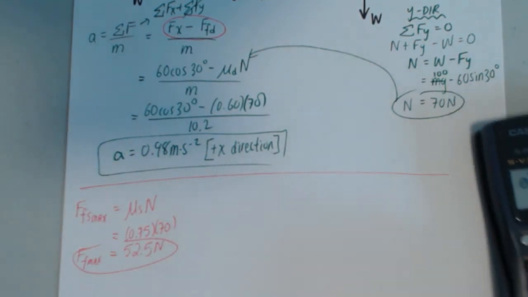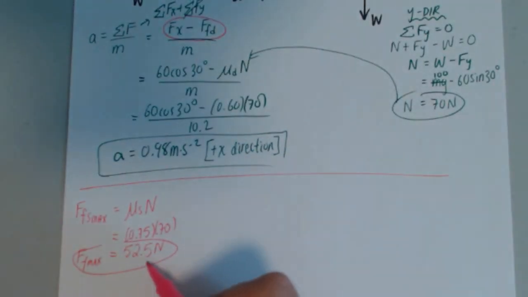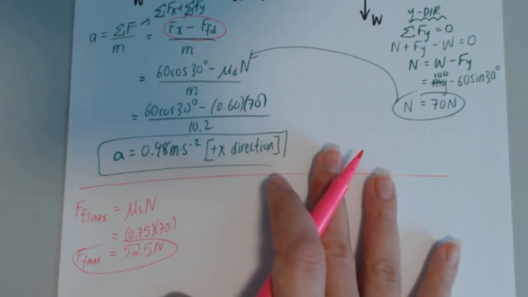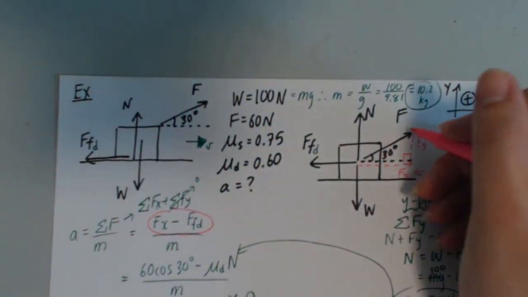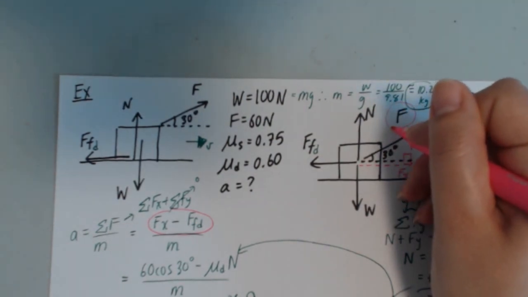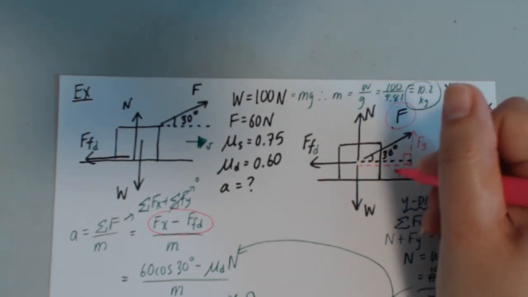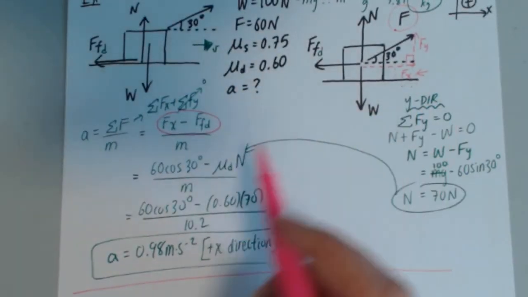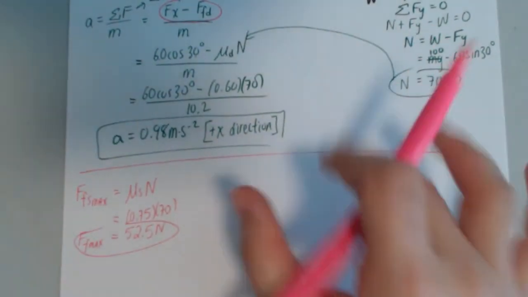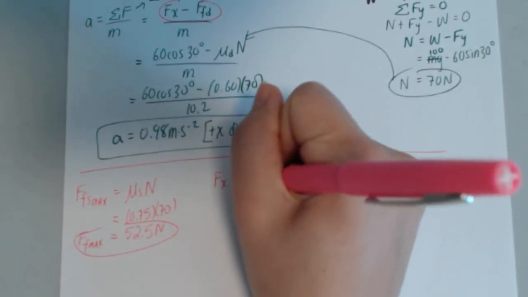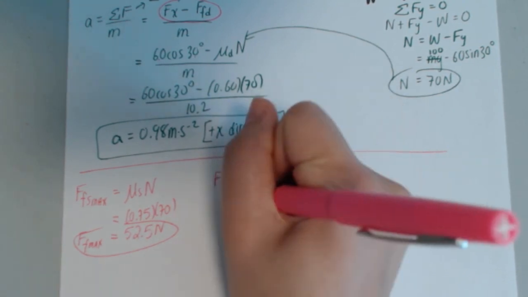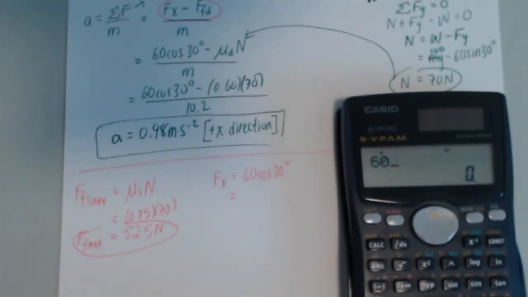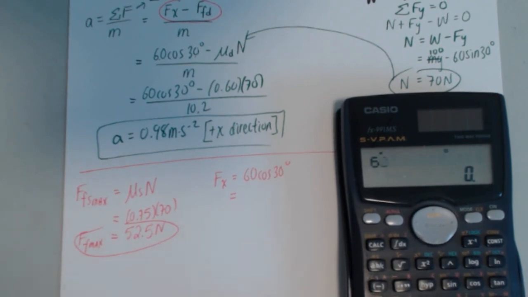So that means in order to get the crate moving in the first place, I have to apply more than 52.5 newtons, right? So how much force is actually getting applied? Well, this is the force getting applied, F. Specifically in the x direction, it's Fx. So what I care about is how big is Fx? Well, Fx I calculated. Fx is 60 cosine 30. So let's actually formally calculate that out. Fx is equal to 60 cosine 30 degrees.